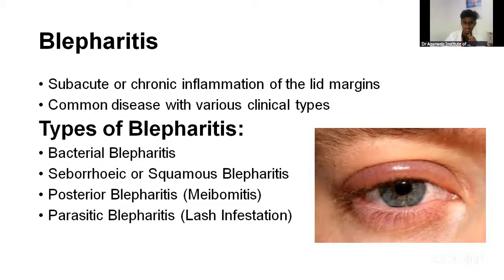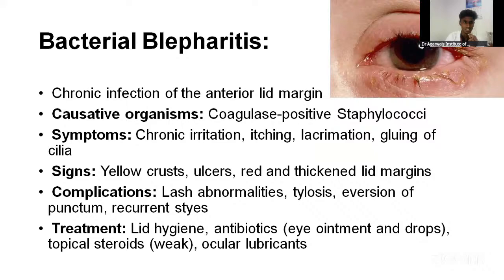Bacterial blepharitis, a chronic infection of the anterior lid margin. The causative organism is coagulase positive staphylococci. Symptoms are chronic irritation, itching, lacrimation, gluing of cilia. Signs: yellow crusts, ulcers, red and thickened lid margins. Complications of this condition are lash abnormalities, tylosis, eversion of punctum, recurrent styes. Treatment: lid hygiene, antibiotics, eye ointment and eye drops, topical steroids, ocular lubricants.